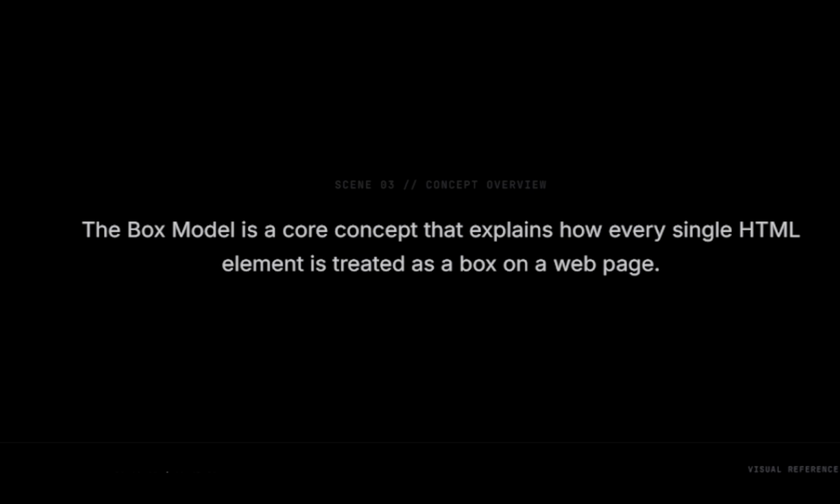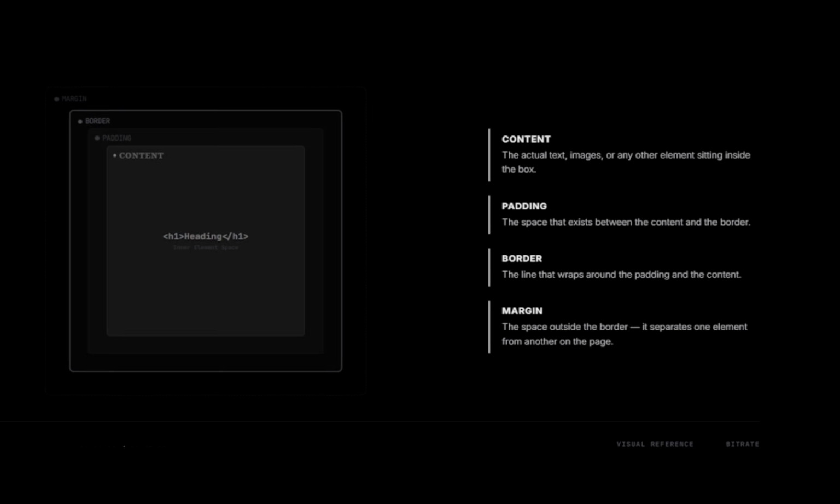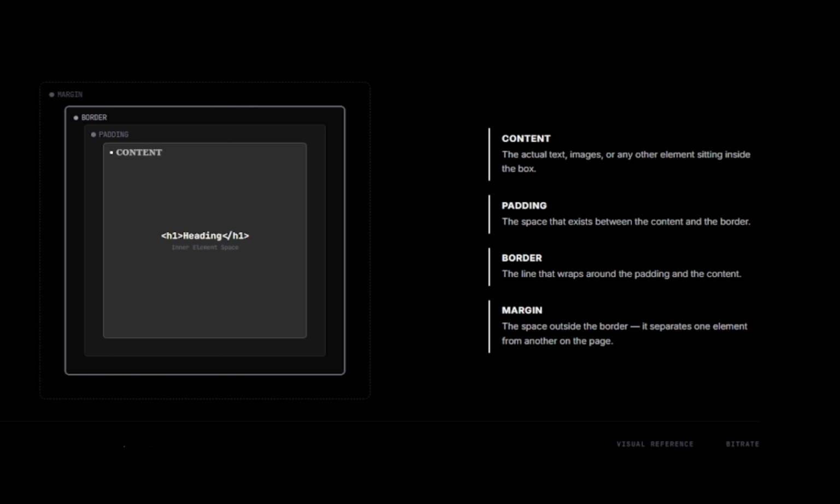The first topic we will cover in CSS is the box model. The box model is a core concept that explains how every single HTML element is treated as a box on a web page. You may not fully grasp this right now, but by the end of this section, it will become completely clear. The box model has 4 parts: content, padding, border, and margin. Let's understand each one individually.